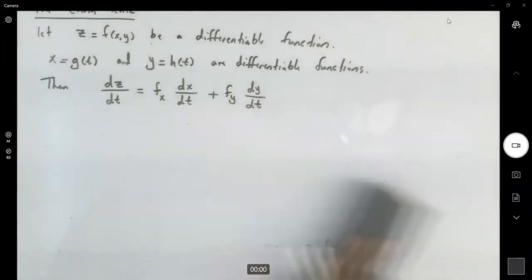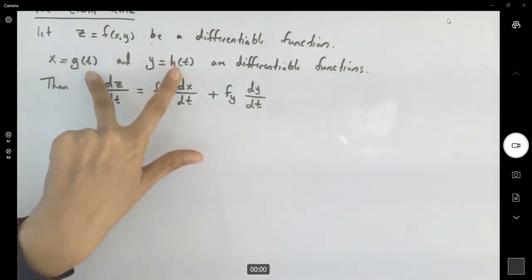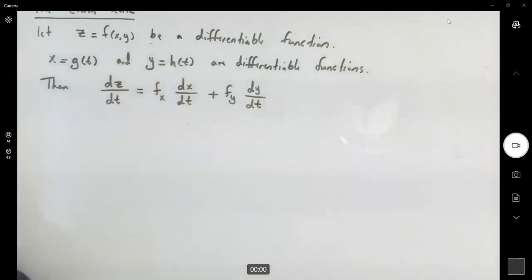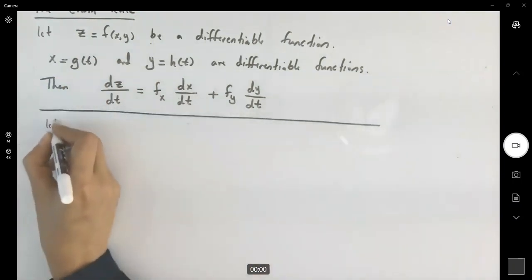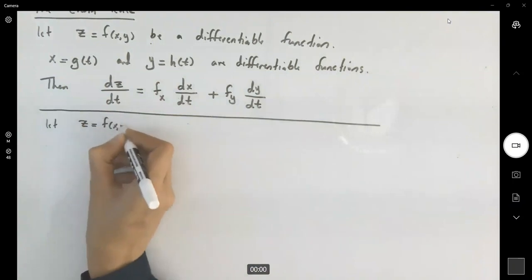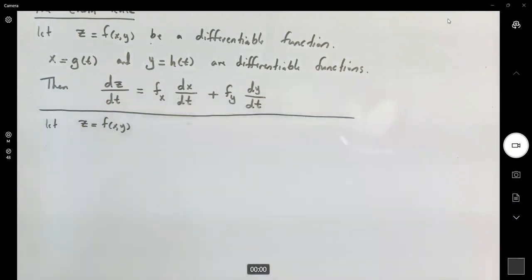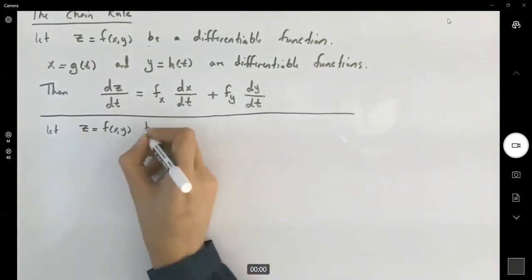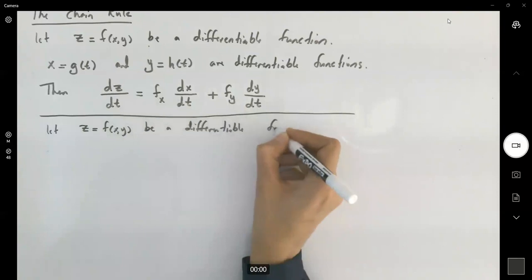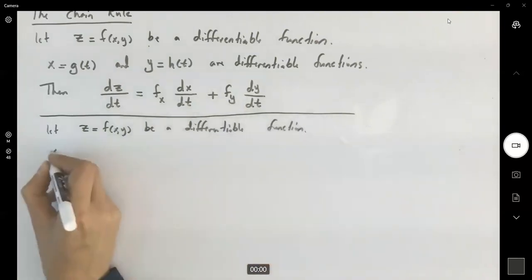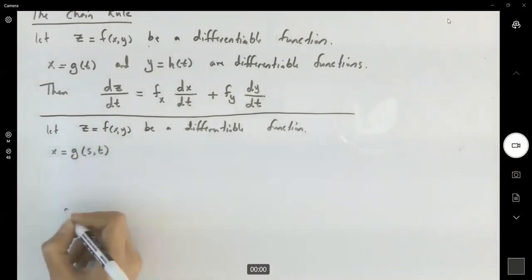Now I expect you to ask, what if our x and y are dependent on more than one variable? So this is the second part of the chain rule, which says, let z be the function f of x and y, be differentiable as usual, as before. Be a differentiable function, but now your x is g of s and t.